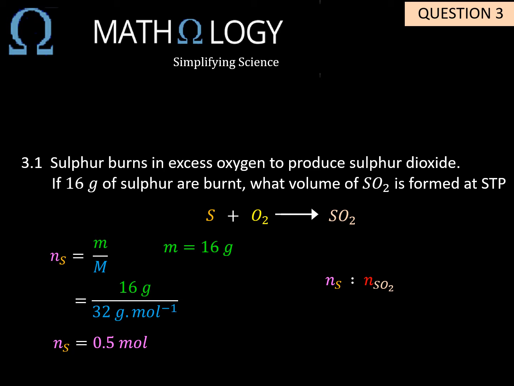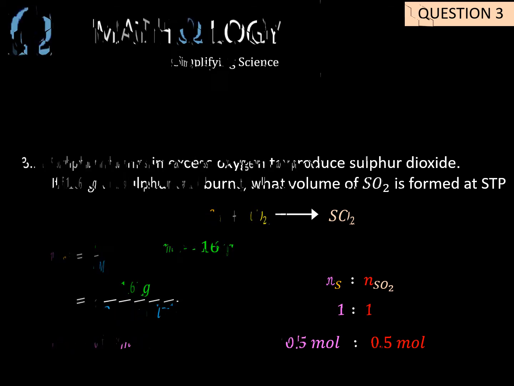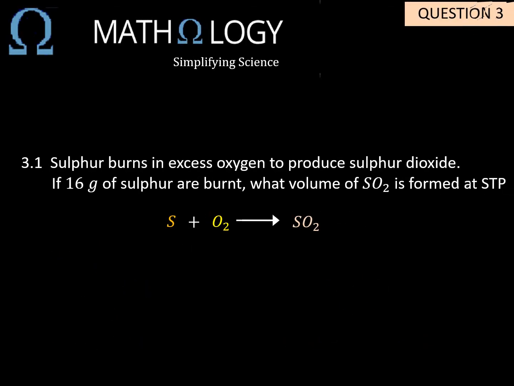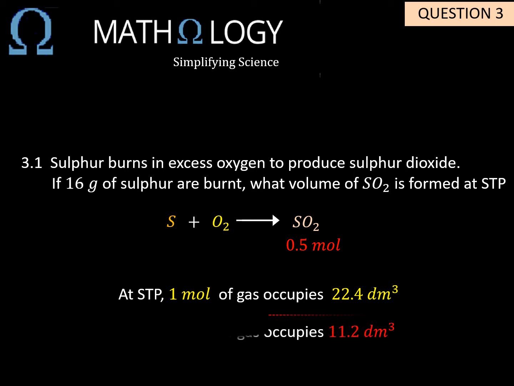Since 1 mole of sulfur reacts with 1 mole of oxygen gas to produce 1 mole of sulfur dioxide, it follows that 0.5 moles of sulfur dioxide were formed from burning 16 grams of sulfur. And now that we know how many moles of sulfur dioxide we have at SDP from this reaction, we can calculate the volume of gas occupied by sulfur dioxide, which is 11.2 cubic decimeters.